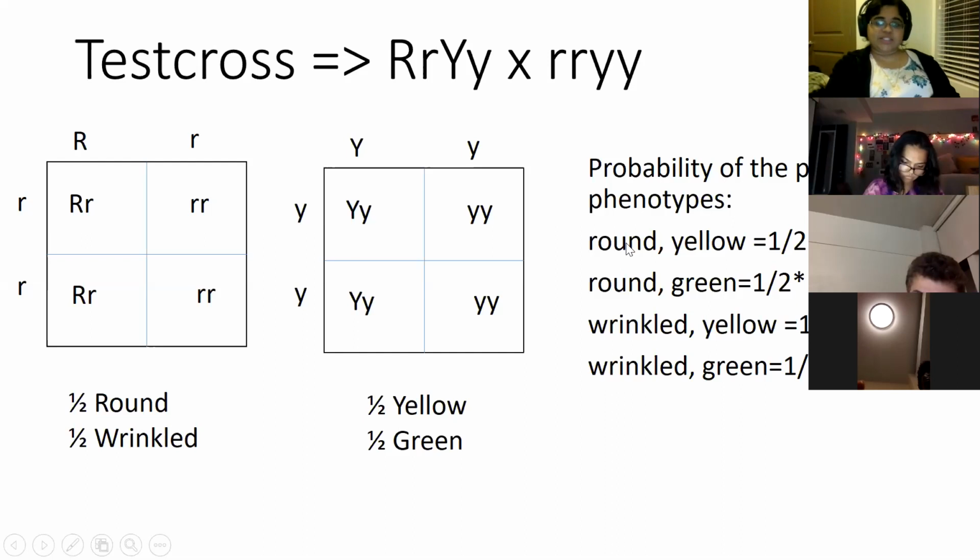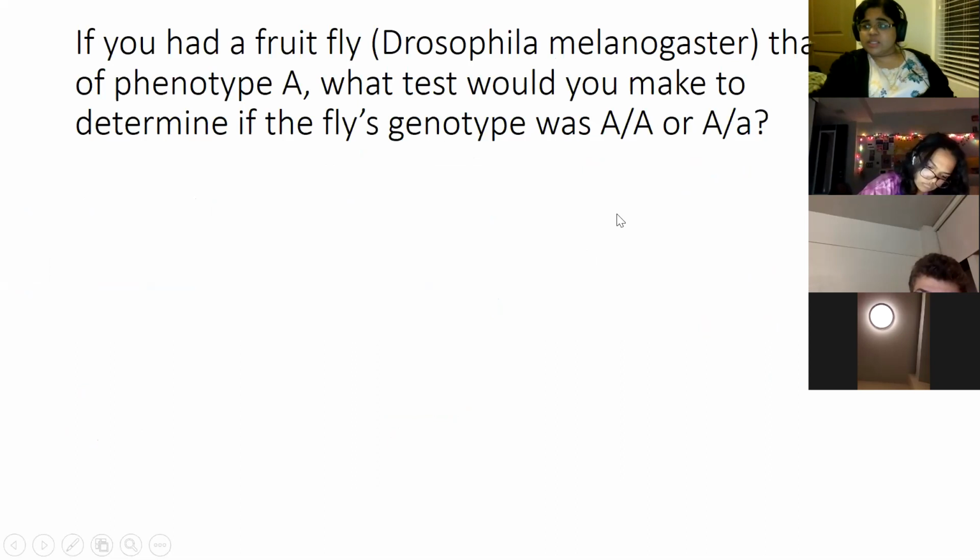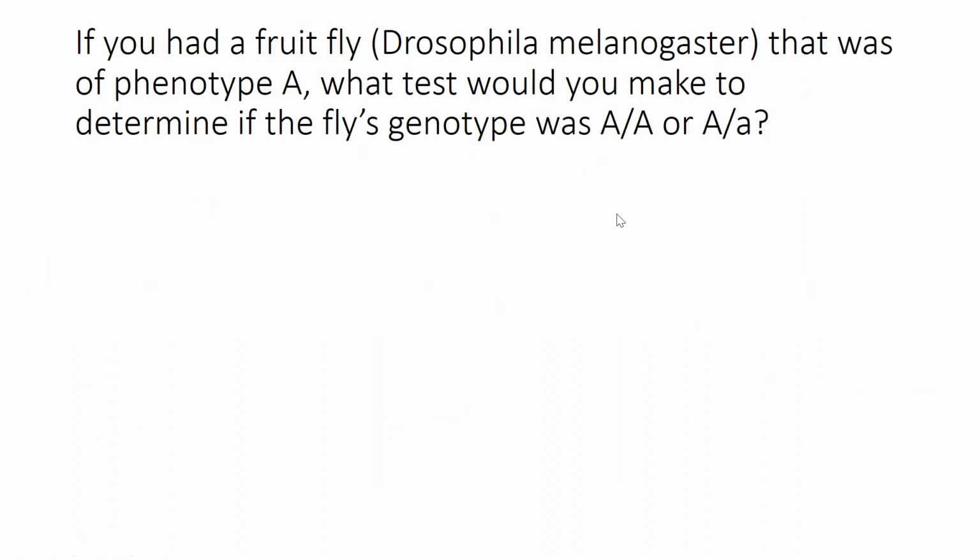I feel like the next question will actually give you more of an idea as to how test crosses work. So if you had a fruit fly that was phenotype dominant A, what test would you make to determine if the fly's genotype was homozygous dominant or heterozygous?